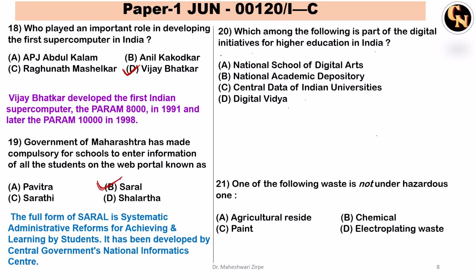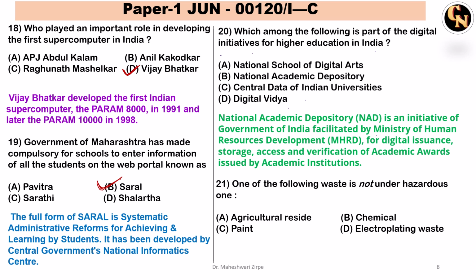Now next is, which among the following is part of the digital initiatives for higher education in India? So which is the initiative taken for higher education in India? That is the National Academic Depository. Nowadays under NEP you can also find that the ABC ID has been created. Then we have the National Academic Depository. Option B is the correct option.